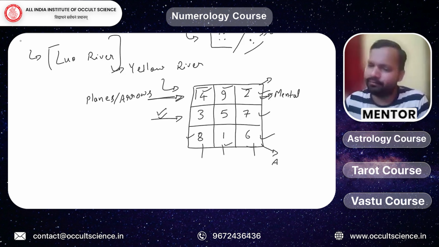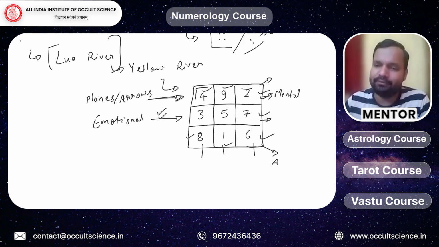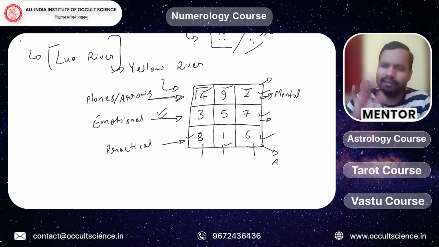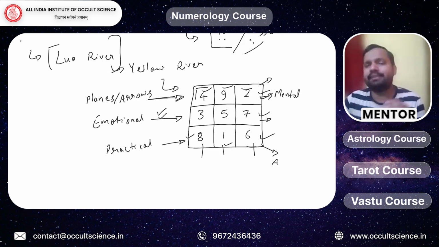What are the applications of it? That you have to study. 357, it is said, is the emotional plane. And the last thing is 816. It is called practical plane. Obviously, we are going to get into the details of the names later. So these are the horizontal planes and their names.